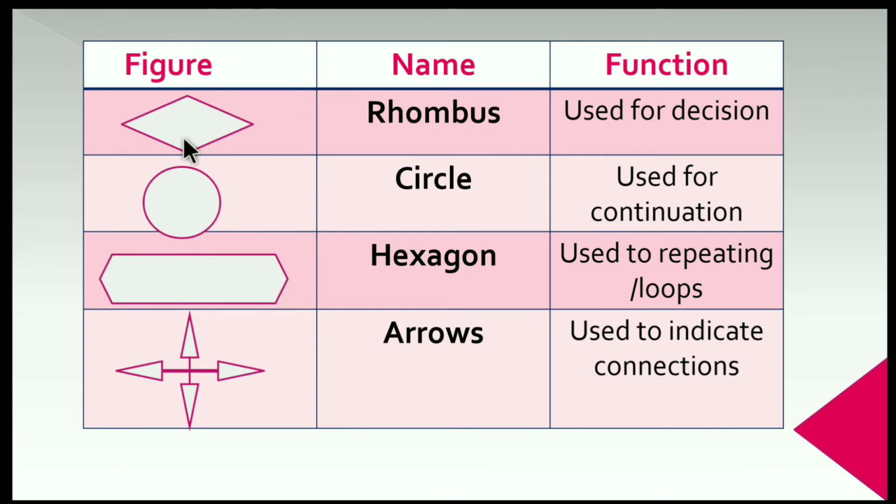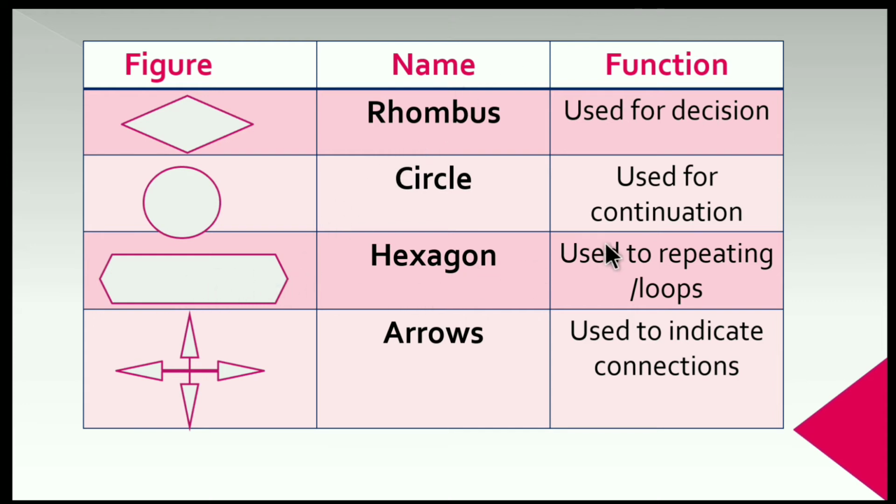Next, this is called a rhombus. The rhombus is used for decisions. In the addition of two numbers, there are no decisions. If you consider another problem, there may be two ways, true or false. In that case we use this. And a circle is used for continuation. If we end the flowchart on one page, for continuation we use a circle. After that we use another circle on the next page for the continuation purpose.